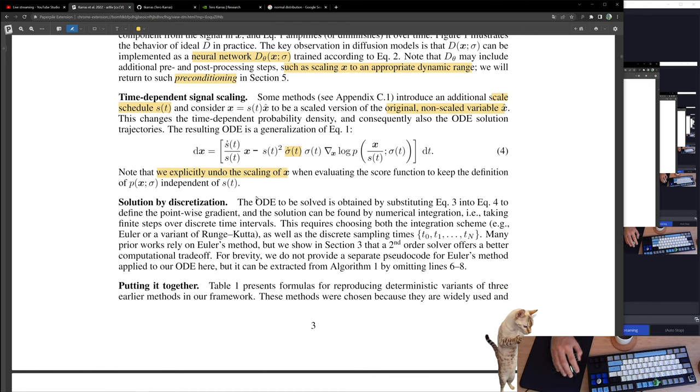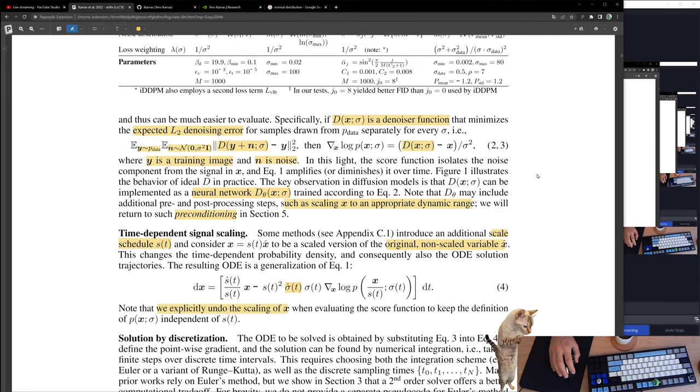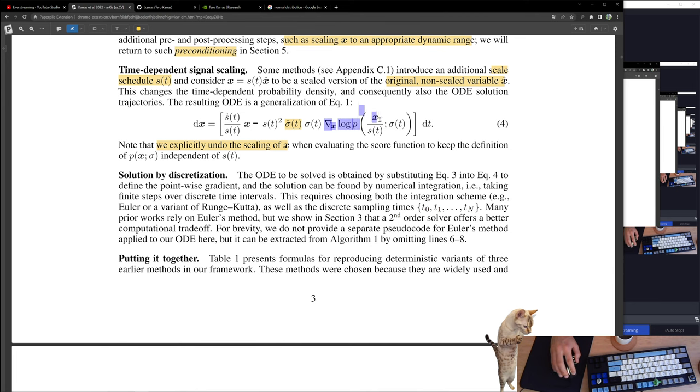The ODE to be solved is obtained by substituting equation 3 into equation 4. So this is equation 3. You substitute this term here, right here, the score function. Here you know it's a function of this denoiser, the image, and the sigma. So they're saying take this, equation 3, plug it in here for this, and the solution can be found by numerical integration. Finite steps over discrete time intervals.